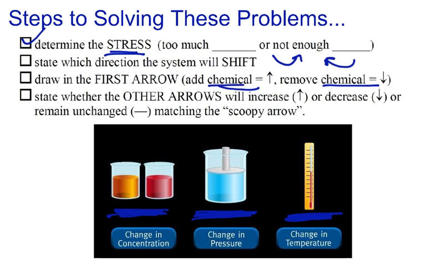So anything you add goes up, anything you remove goes down. And then all the other arrows according to the scoopy arrow. So if I said something shifted to the right, then anything on the product side is going up. Anything on the reactant side is going down. So I do those steps. Identify the stress, determine which way it's going to shift, draw in the first arrow, and then do all the other arrows.